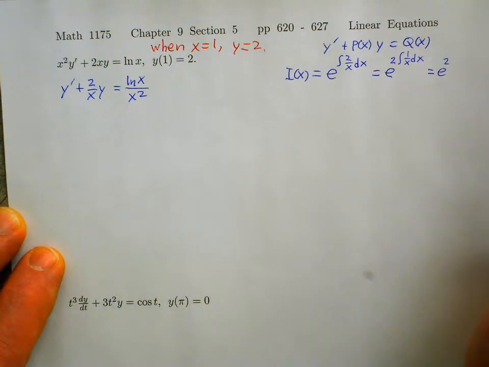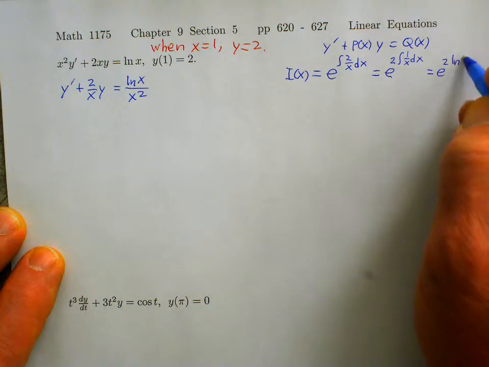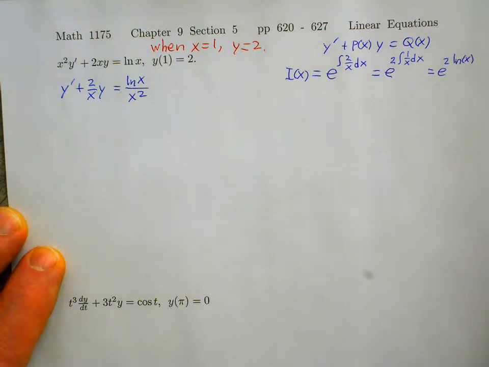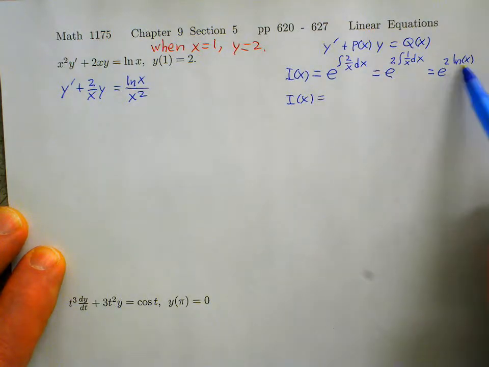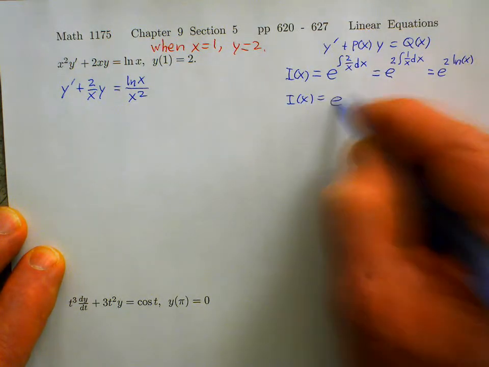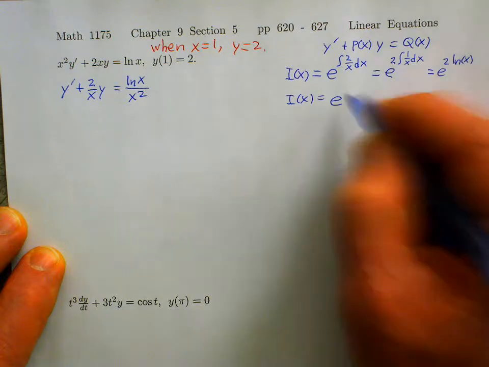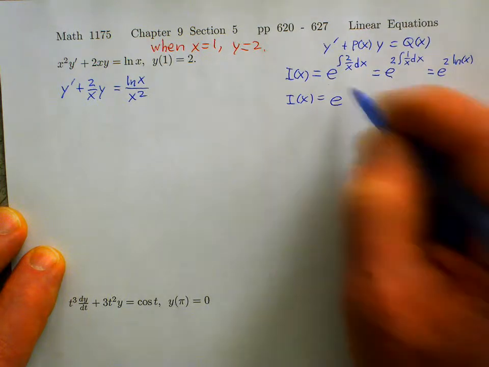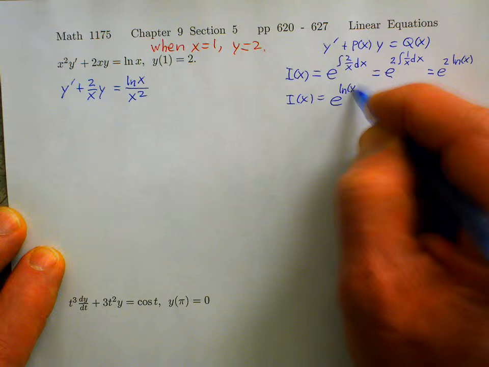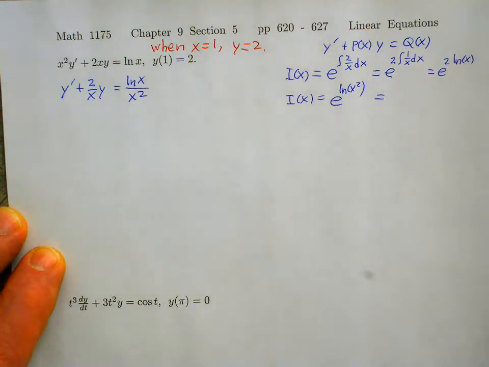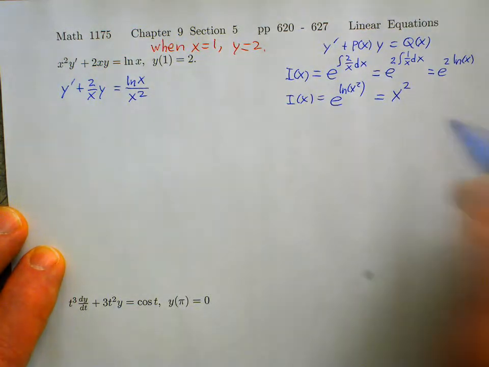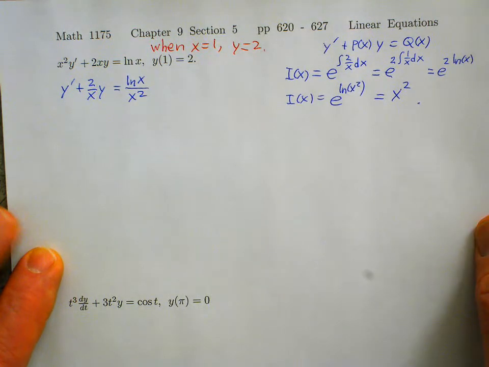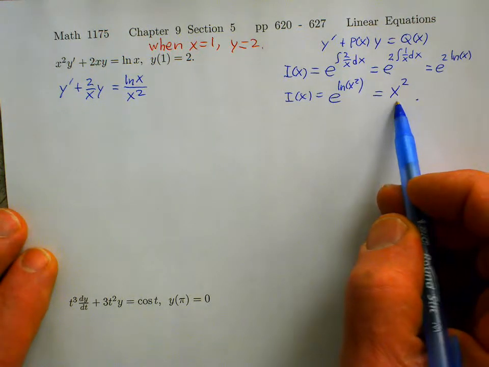And the integral of 1/x dx is the natural log of x. And 2 times the natural log of x, so we have e to the 2 times the natural log of x, but the 2 times the natural log of x is the natural log of x squared. And e raised to the natural log of x squared is just x squared. So our integrating factor is x squared.